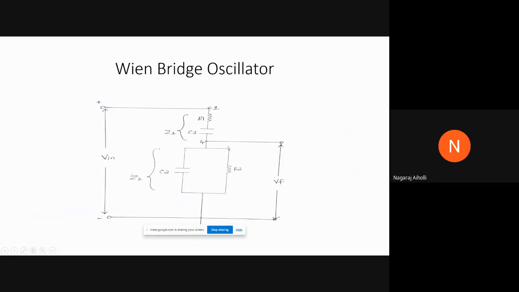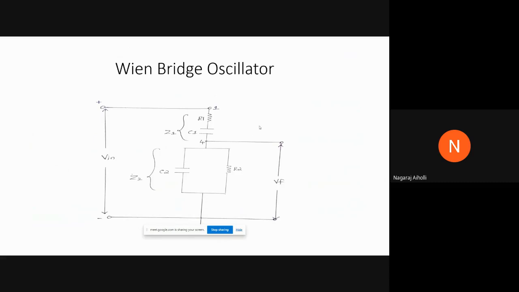At the resonant frequency, the capacitive reactance Xc will be equal to the resistance of the network, that is R. So Xc equals R under the resonant condition, that is, at a particular value of input signal frequency, the output voltage is maximum. That condition is called the resonant condition.